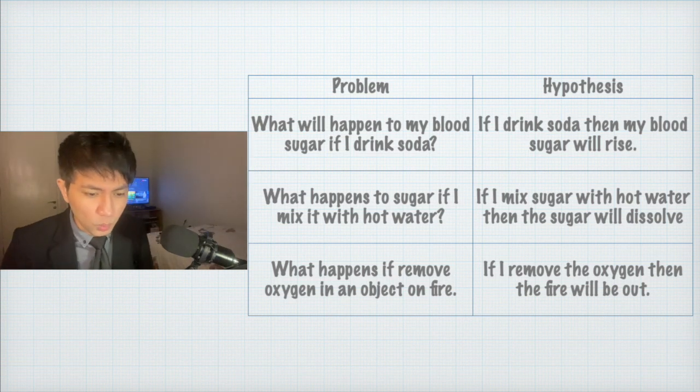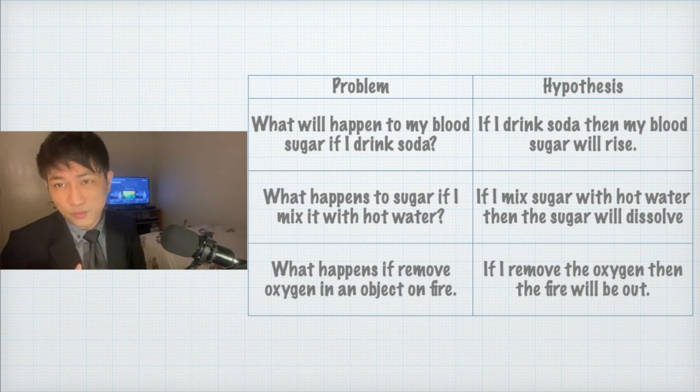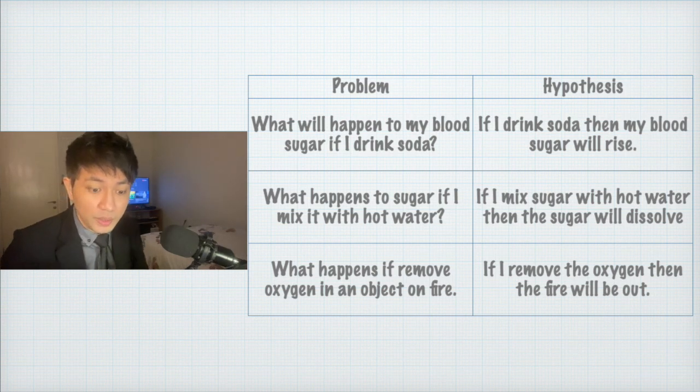So first, what will happen to my blood sugar if I drink soda? All right, so because you've read something and you know that soda has a lot of sugar, then you can create your hypothesis for it. If I drink soda, then my blood sugar will rise. So can you measure it? Yeah, you can basically test your blood sugar and then the number will appear there. Is it clear? Yeah, you know that the blood sugar will rise. Is it understandable? I think so. So it still passes all the requirements that you have to create a hypothesis.